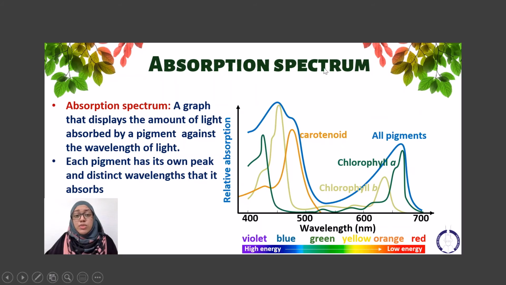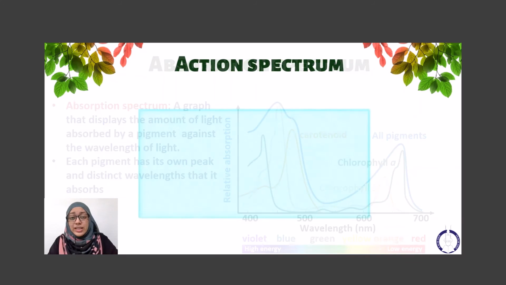Okay, so the absorption spectrum, remember, is the graph that shows how much of wavelengths are being absorbed, how much of light is being absorbed by a particular pigment at each of these wavelengths. And remember, spectrum refers to the colors, absorption refers to how much is being absorbed. A similar graph is actually called the action spectrum.